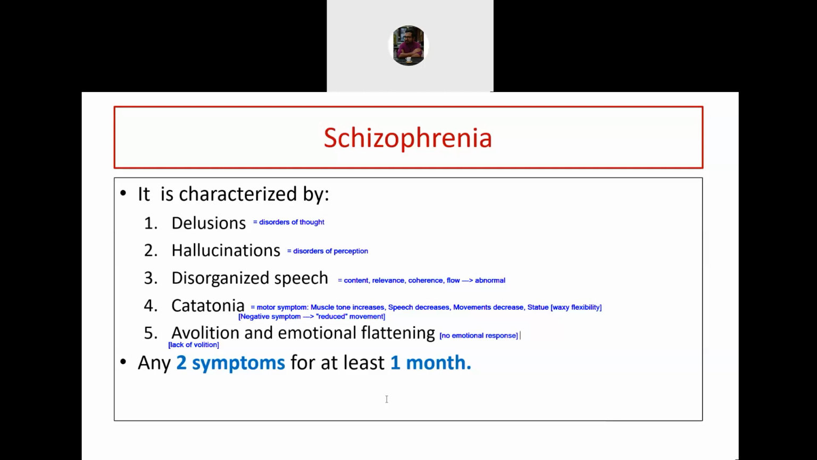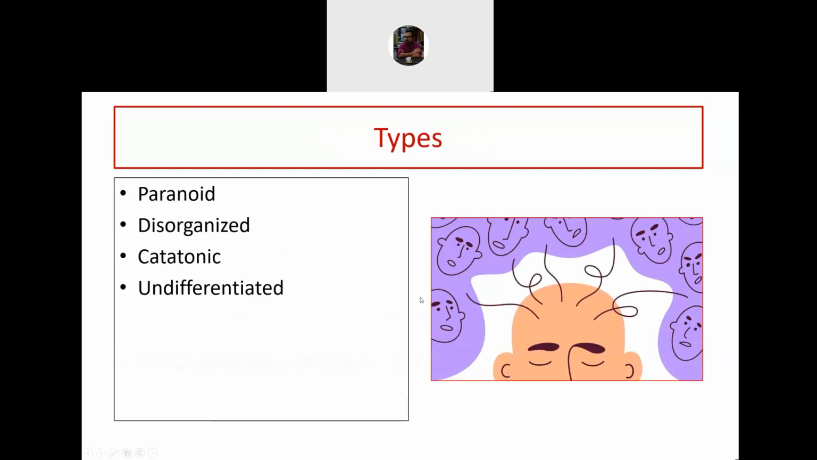So if a person has any two out of delusion, hallucination, disorganized speech, catatonia, and avolition and emotional flattening, at least for a period of 1 month, then you can diagnose the condition as schizophrenia. Often the person has a prodrome. Prodrome means a premonitory stage where not all features are present, but the person is feeling uncomfortable. And often that will precede this period of schizophrenic symptoms, and that can be as long or as short as, say, 6 months. Based on the clinical features, schizophrenia is sometimes classified into 4 categories.